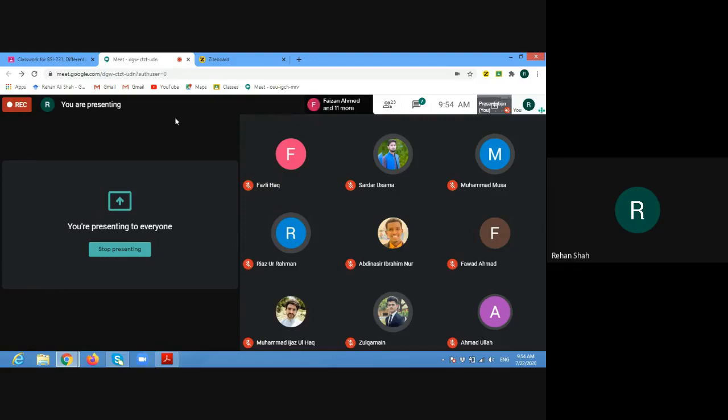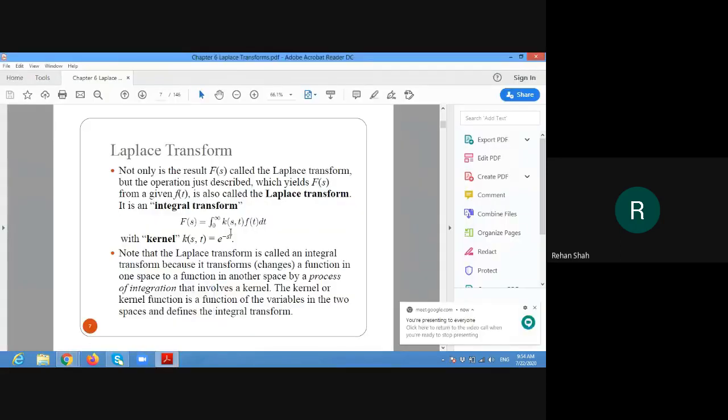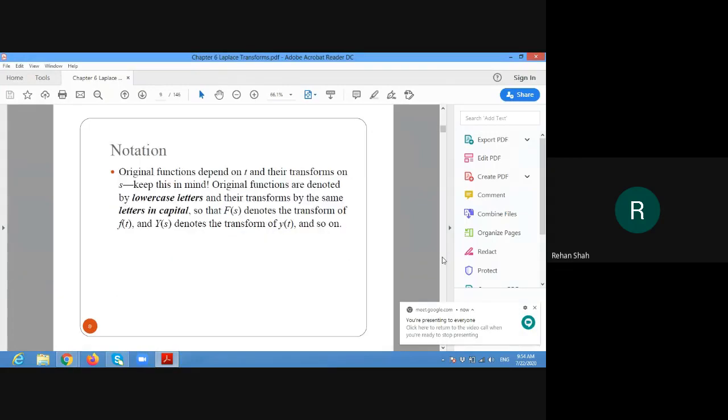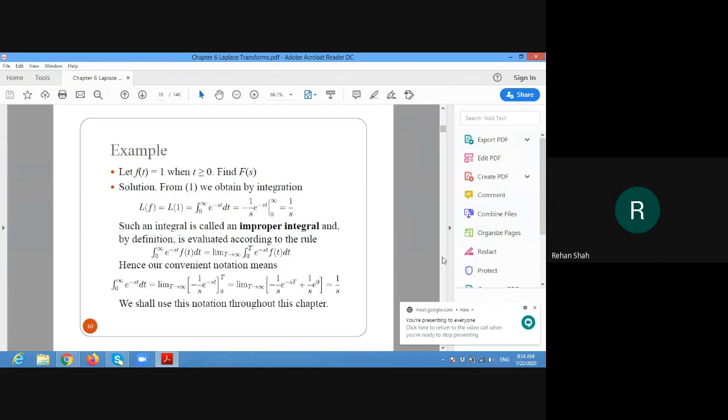Actually our topic was the solution of differential equation using Laplace transform, but Laplace transform is a new topic. So first we have studied the basics of Laplace transform, because without basics we cannot handle the differential equation using the Laplace transform. So in the slides, this is the definition of Laplace transform. If you see, this is the inverse Laplace. This is the Laplace transform of 1. What will be the formula? That is 1 over s.